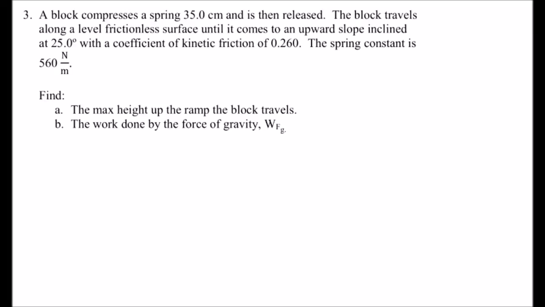A block compresses a spring 35.0 centimeters and is then released. The block travels along a level, frictionless surface until it comes to an upward slope inclined at 25 degrees with a coefficient of kinetic friction of 0.260. The spring constant is 560 newtons per meter. Find A, the maximum height up the ramp the block travels, and B, the work done by the force of gravity. I'm going to draw my picture, which is going to be quite elaborate.